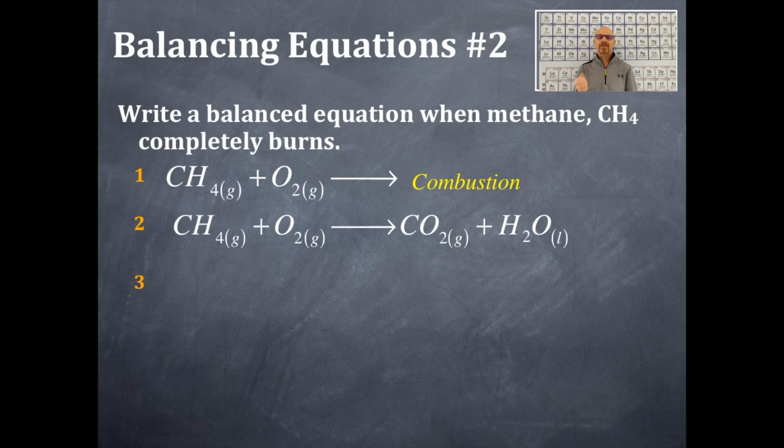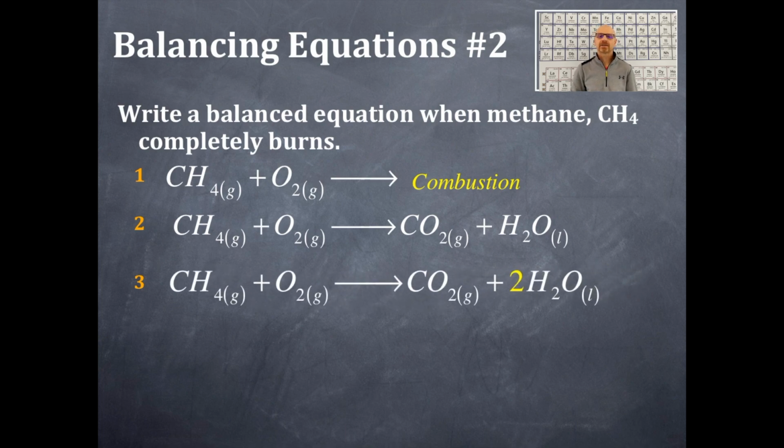How many hydrogens are on the reactant side? CH4, there are 4 hydrogens on the reactant side. How many hydrogens are on the product side? There are 2 in H2O. You can only write stoichiometric coefficients as numbers in front of the formula. So I'm going to put a 2 in front of the water. And that's what I get right here.